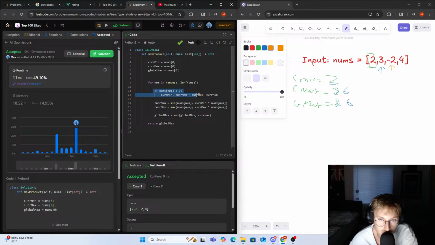I'm trying to figure out here why we swap curMin and curMax. Why do we swap here, dude? I can't remember why.